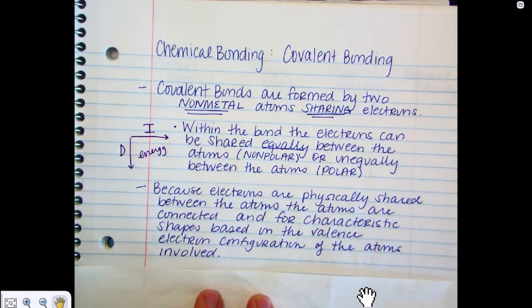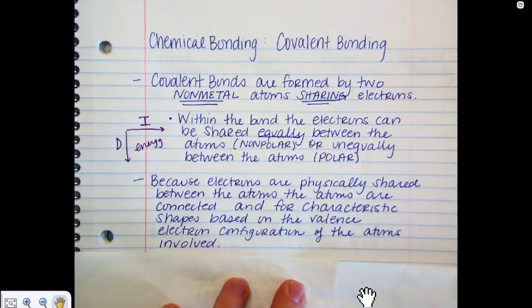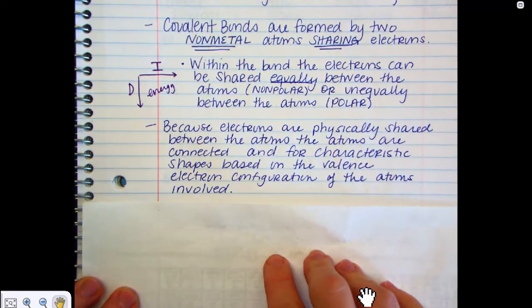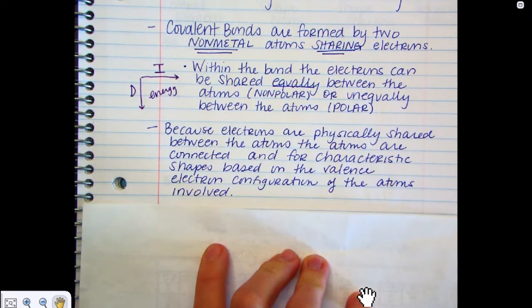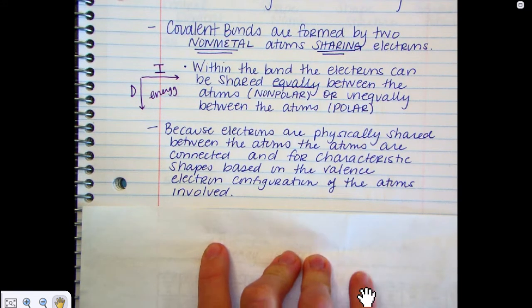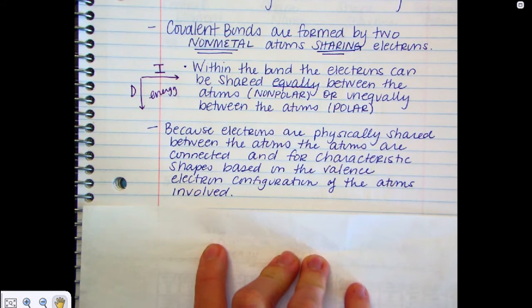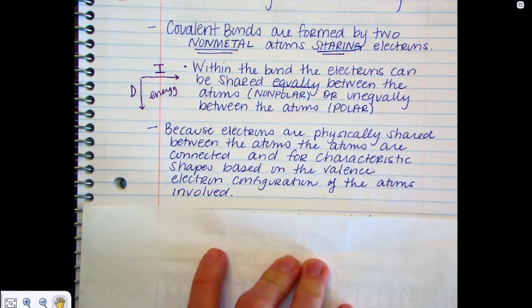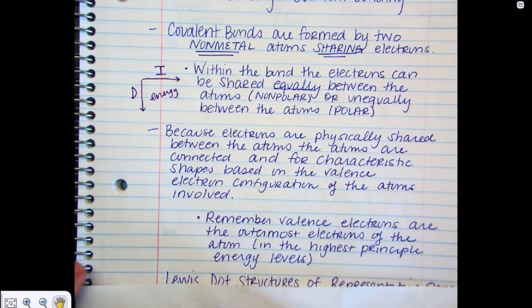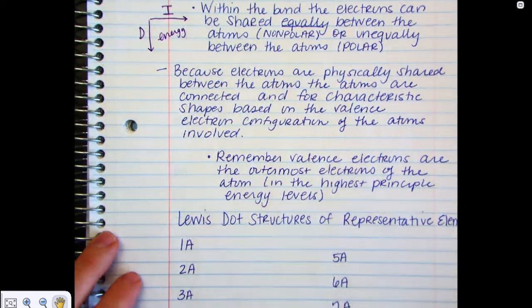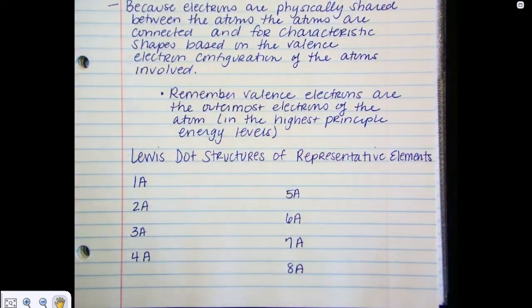Okay? So because the electrons are physically shared between the atoms that are connected, we see that they form characteristic shapes based on the valence electron configurations of the atoms involved. Remember that the valence electrons are the outermost electrons, and when we're talking about our representative elements, these are the ones that we find in the S and P sublevels. Okay, so again, valence, the outermost. So we're going to look at some examples of the Lewis dot structures of the representative elements based on their electron configurations. We're going to kind of tie these two things together.